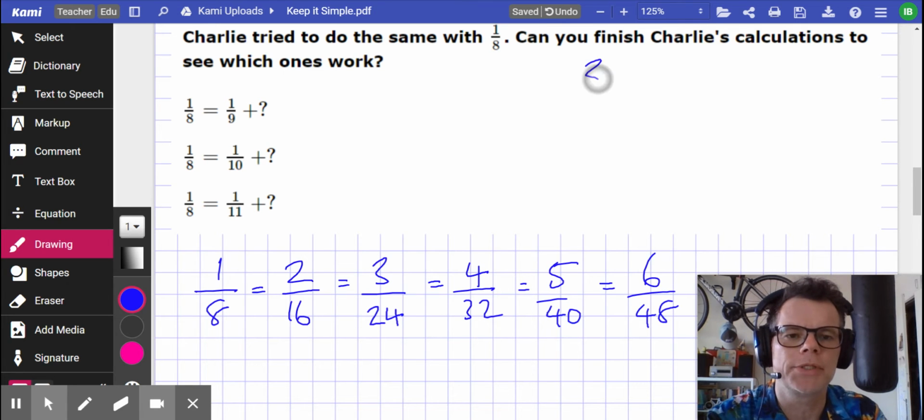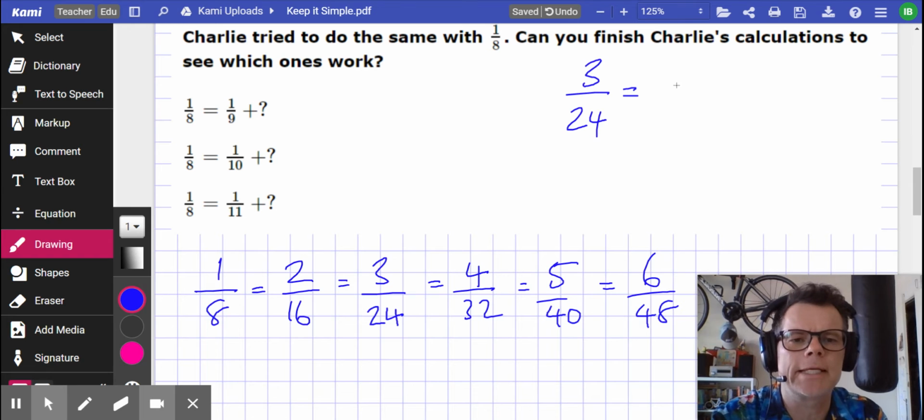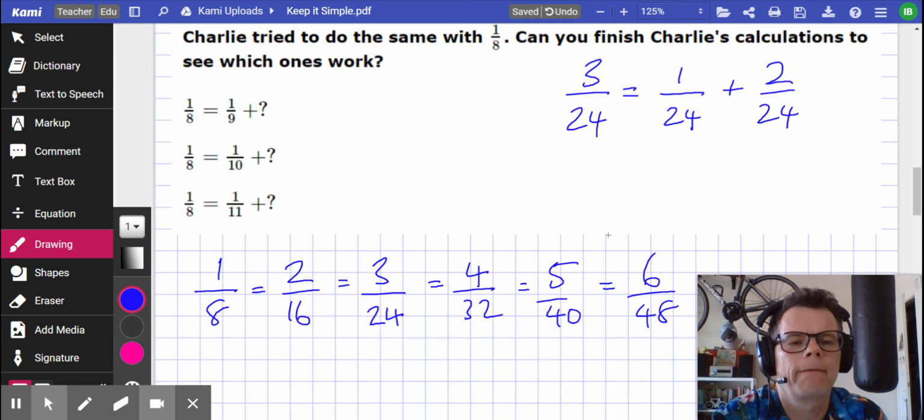Let's go for 3/24ths, which is definitely equal to 1/8. Can I do something clever here? Well, I suppose it could be 1/24 plus 2/24, couldn't it? Yeah, 1/24 plus 2/24 is 3/24.